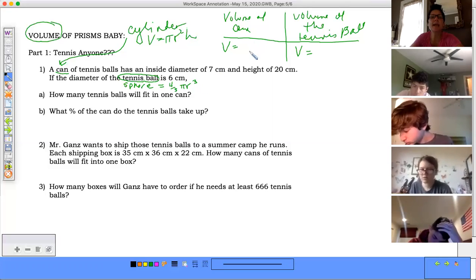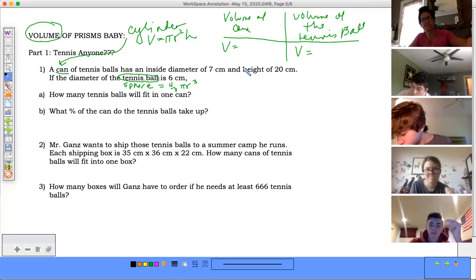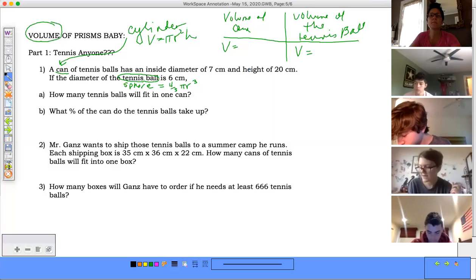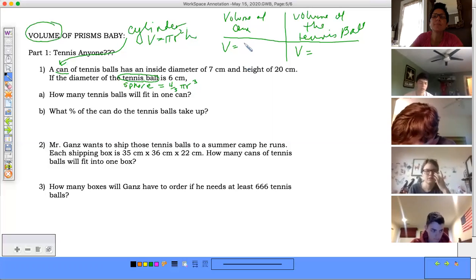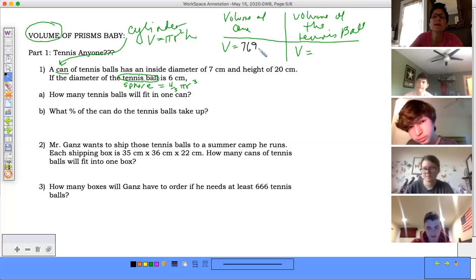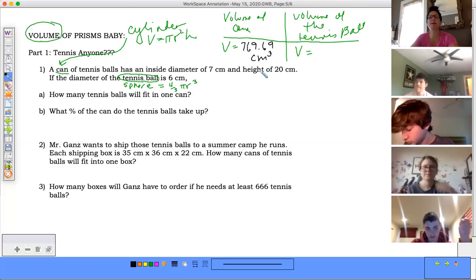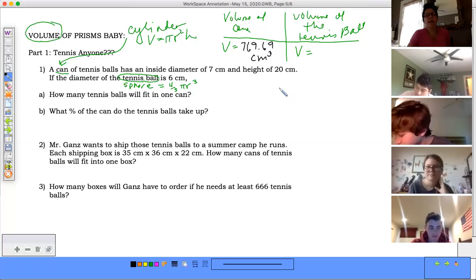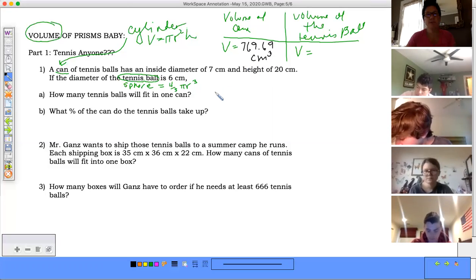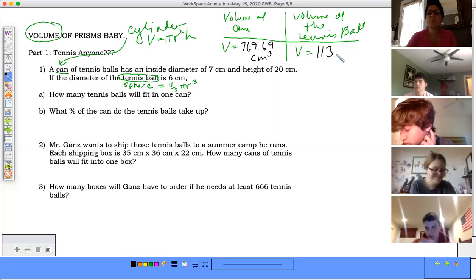Somebody's got the volume of the can. I got 769.69. Good. So 769.69, say cubic centimeters, right? So that's the volume of the can. Who's got the volume of one of the tennis balls for me? I got 113.1. 113.1, again, cubic centimeters.